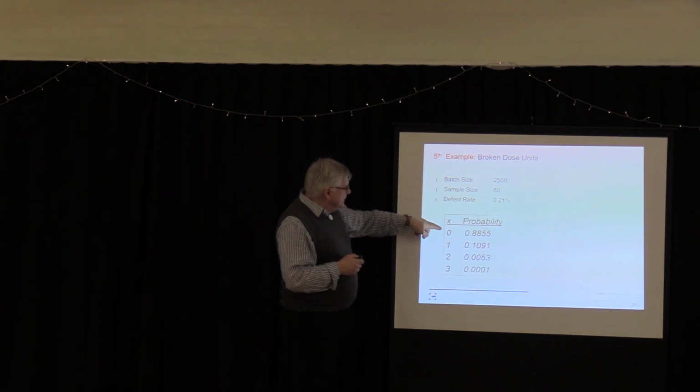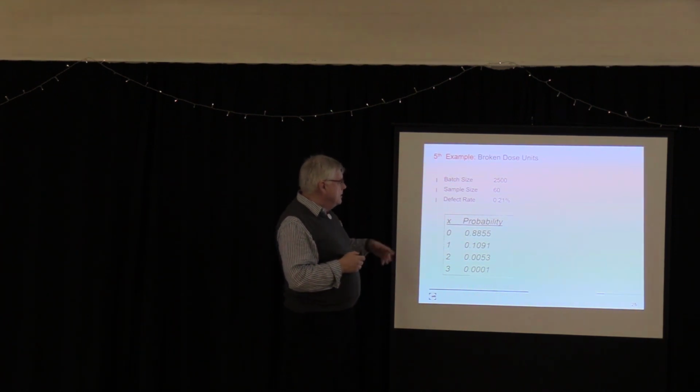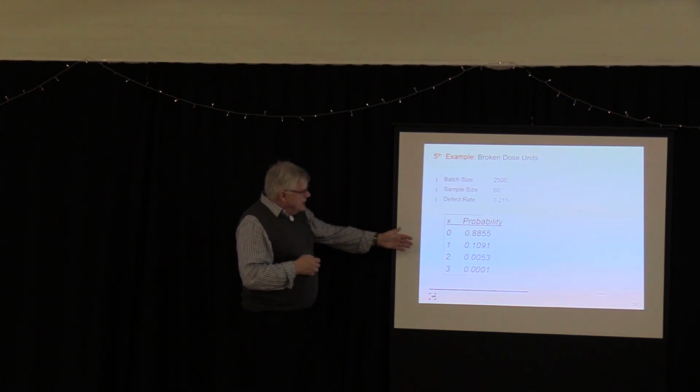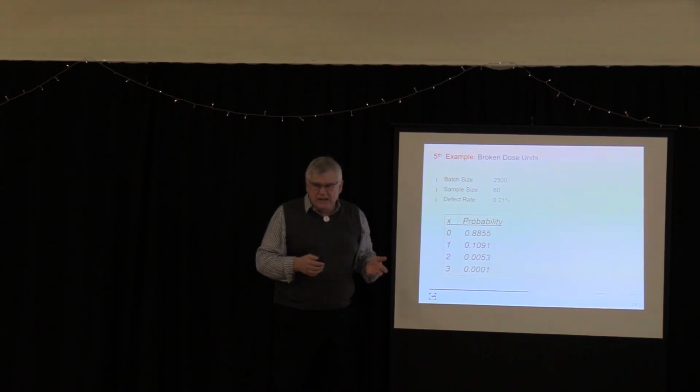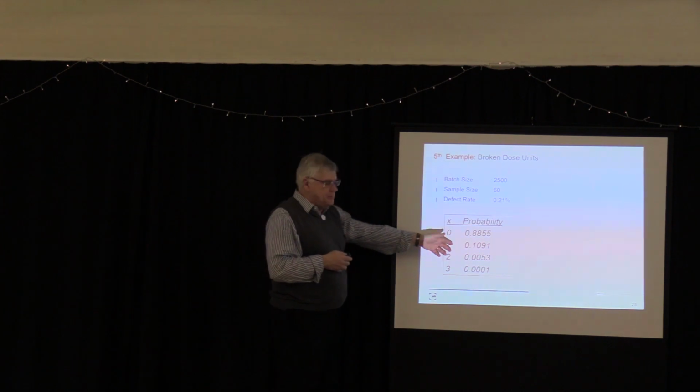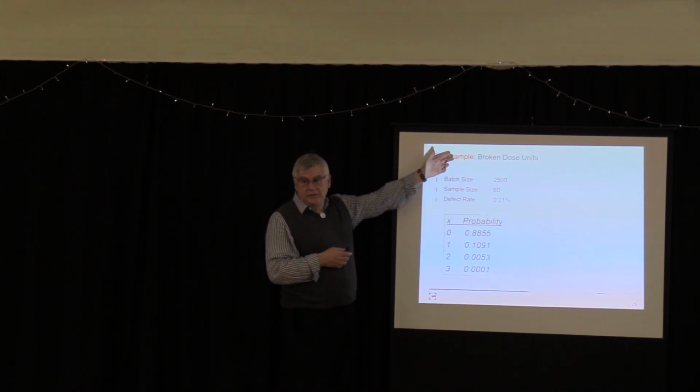And the probability of seeing 0, 1, 2, or 3 has those values. So if you see 1, it's not unexpected. 10% of the time you would see that, even if it's in control.